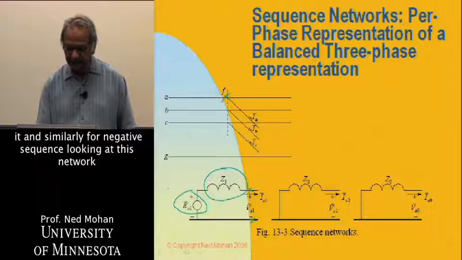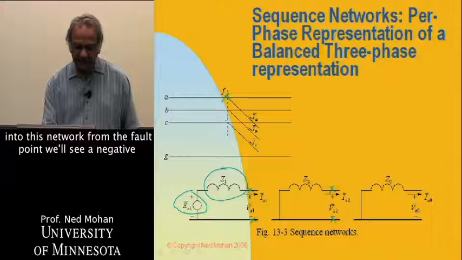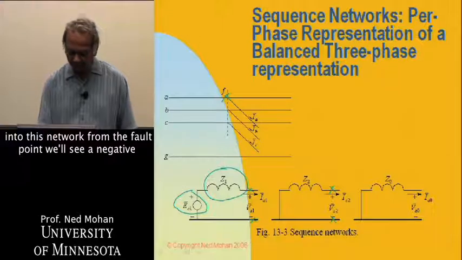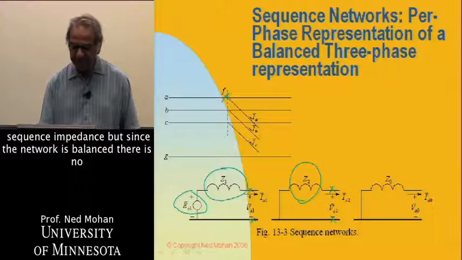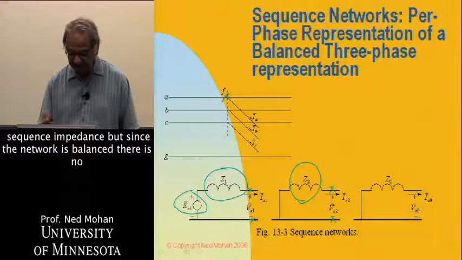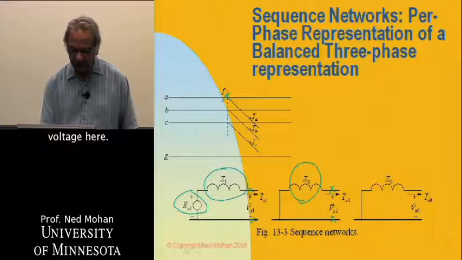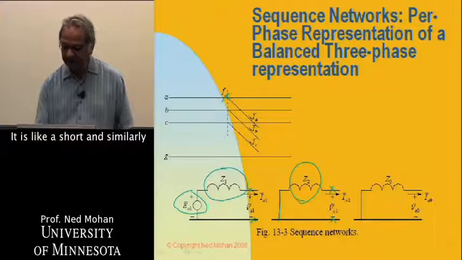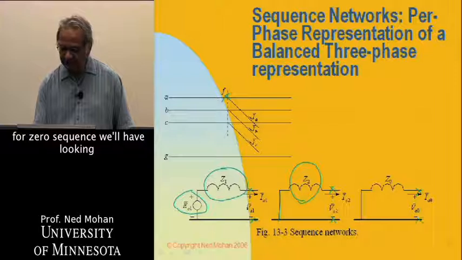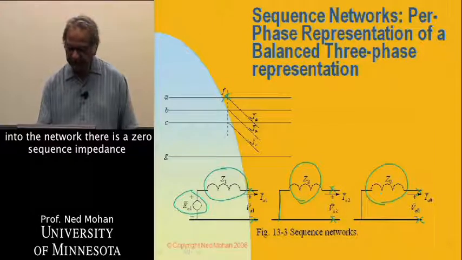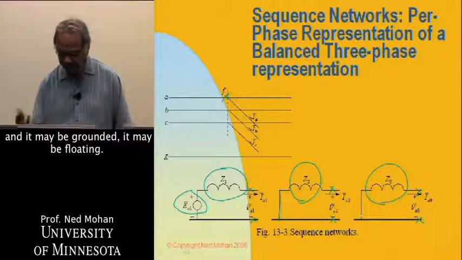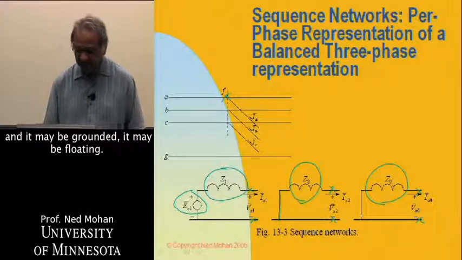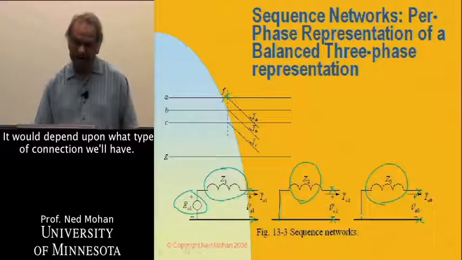And similarly for negative sequence, looking into this network from the fault point, we'll see a negative sequence impedance, but since the network is balanced, there is no voltage here. So it's like a short. And similarly for zero sequence, looking into the network, there is a zero sequence impedance, and it may be grounded or maybe floating, depending upon the type of connection we will have.